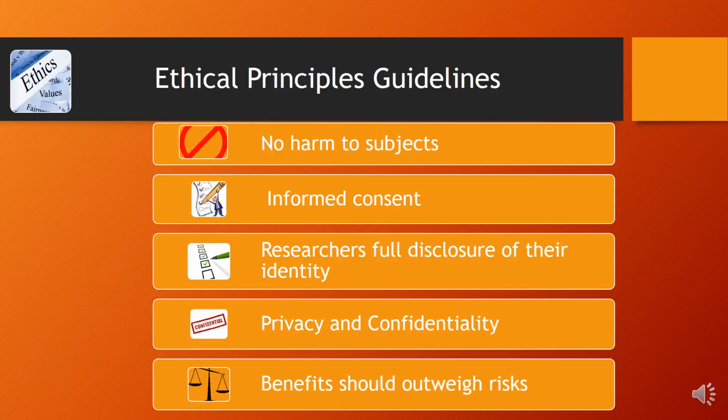The last guideline, number 5, benefits should outweigh risks. Benefits from research projects should outweigh any foreseeable risks. Although some research studies contain some risks, these risks should be disclosed and minimized.